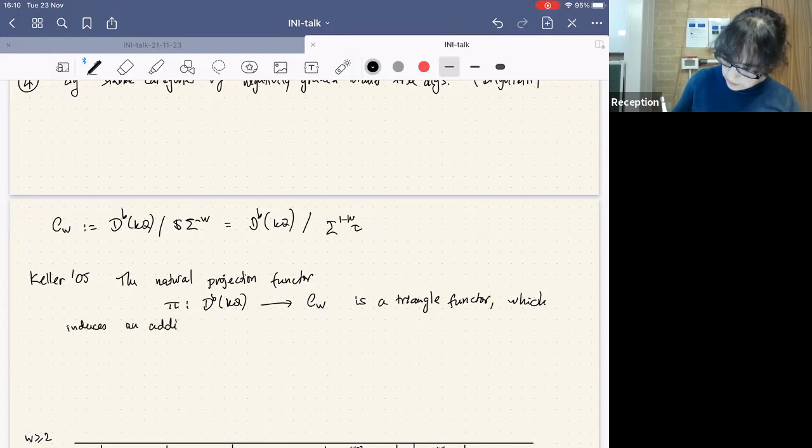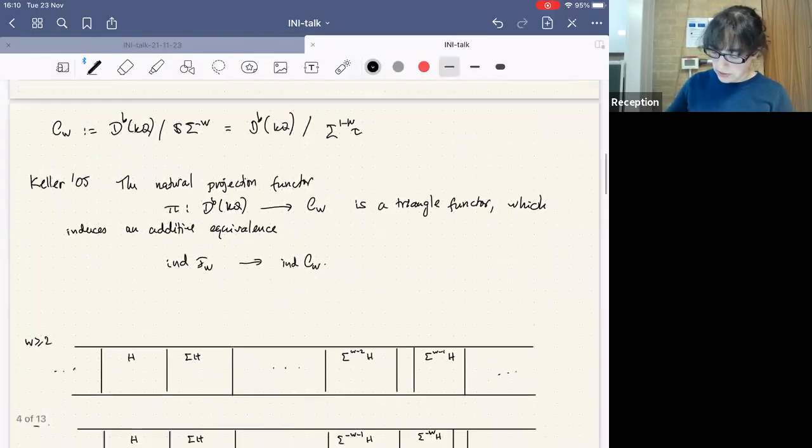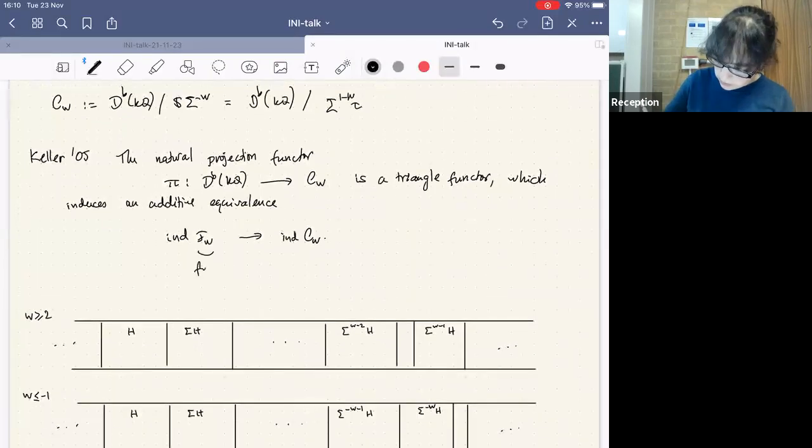an additive equivalence from this subcategory of the derived category, FW, I'll say what FW is, but it will be our fundamental domain, to the category of indecomposables of the orbit category. So what's this FW? Fundamental domain.